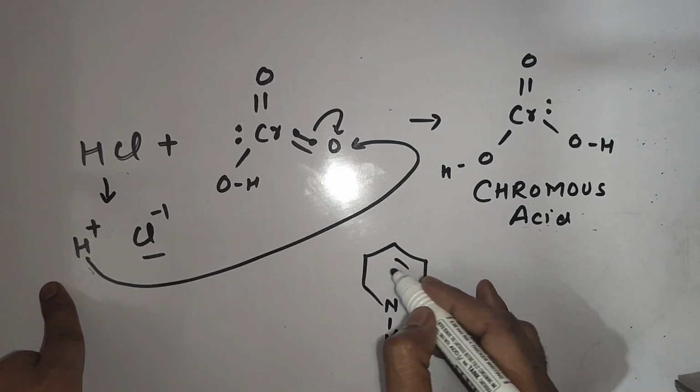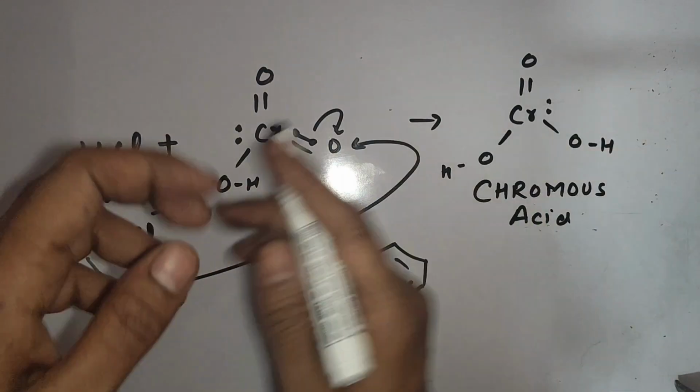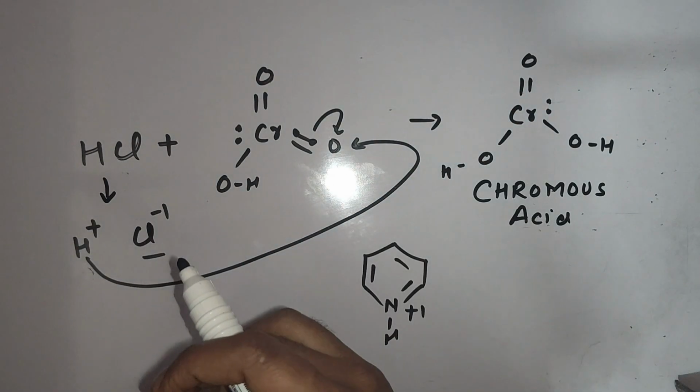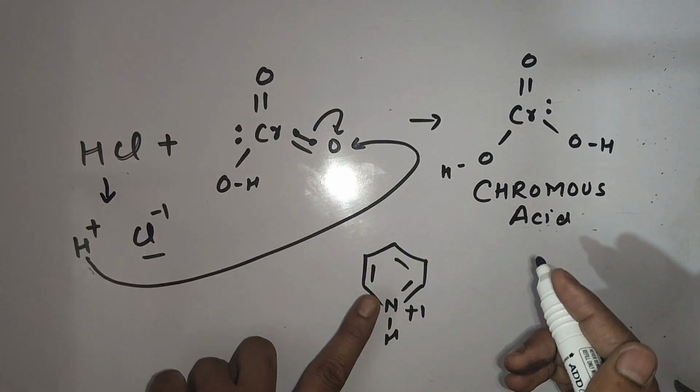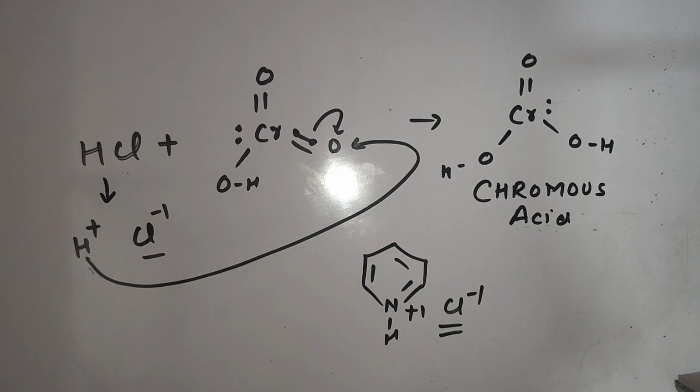Pyridinium ion. In the start I said, no? Pyridinium ion is there, which was balancing the chlorochromate ion. Chlorochromate ion is used. Now this positive charge of pyridinium ion will be balanced by Cl negative. That's it. In this fashion 1 degree alcohol will oxidize up to the aldehydic stage. Now let's go for 2 degree alcohol.